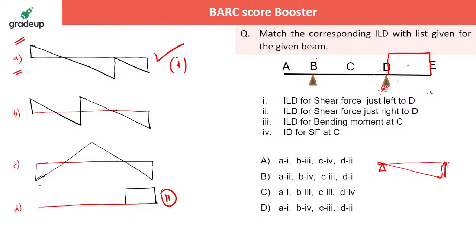Now the third one: ILD for bending moment at C. Now you see, ILD for the bending moment at C. At C you provide the internal hinge, then you keep your hands the way I told you.